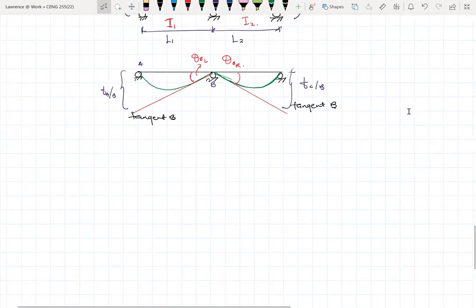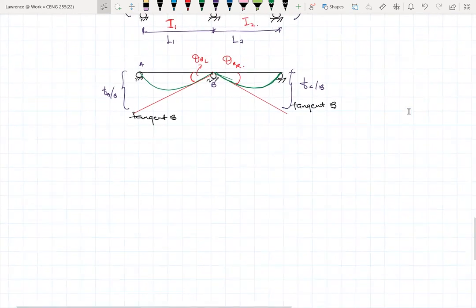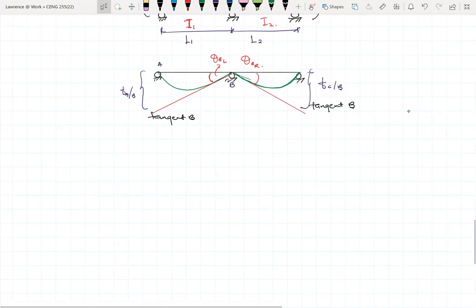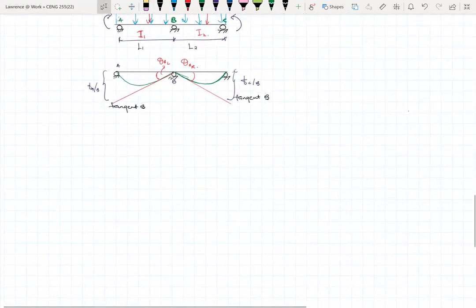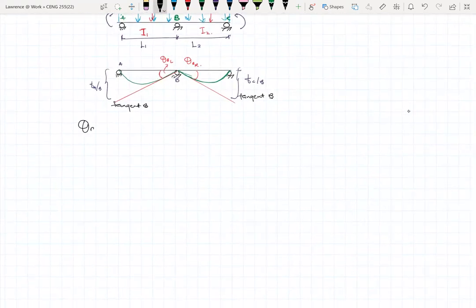There are a few equations that we can look at here. We have established that due to continuity, theta B left plus theta B right is equal to 0. So that's our first equation.